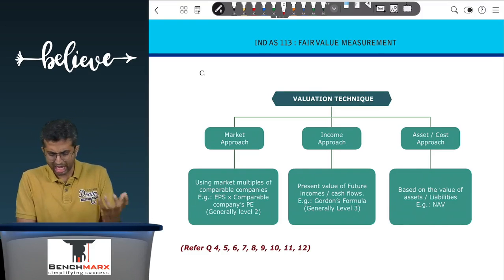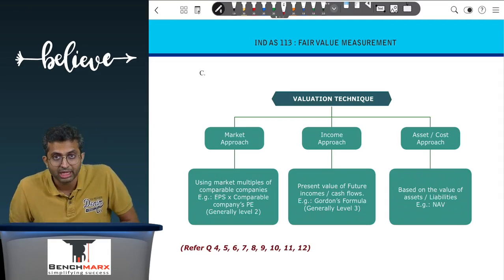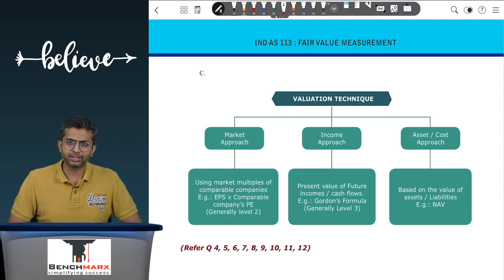Okay, so I guess this gives you kind of a broad gist of the standard. I hope you have got a good understanding.